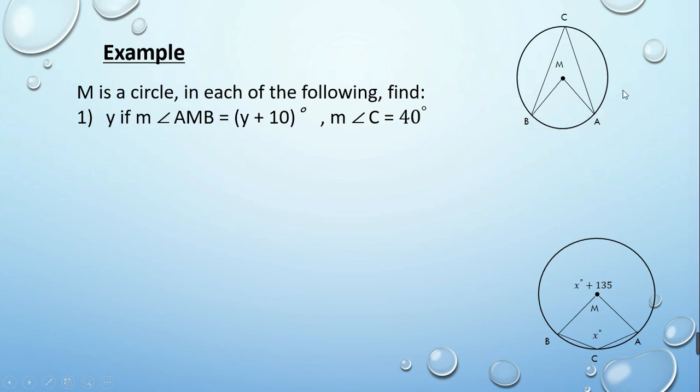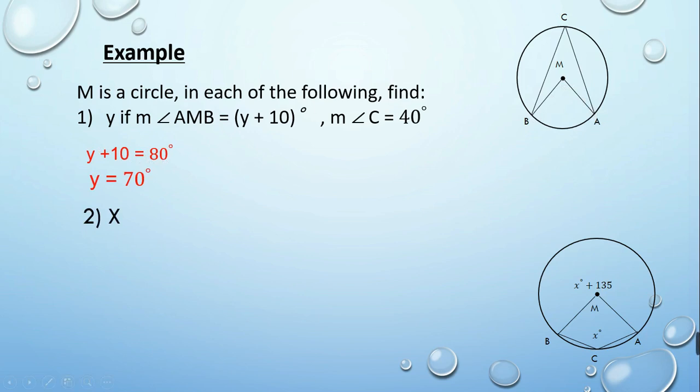So the measure of the inscribed angle equals half the measure of the central angle. He gave me the measure of the inscribed angle, which is 40 degrees. So the measure of the central angle will be 80 degrees. Then y plus 10 equals 80 and y equals 70 degrees.